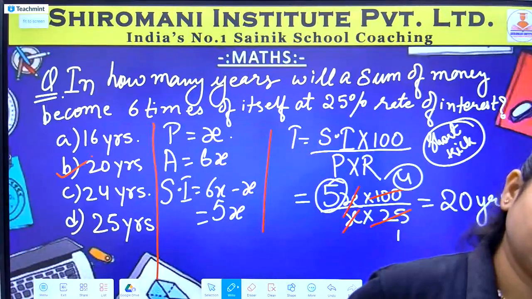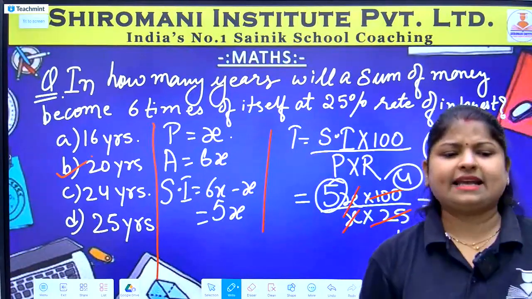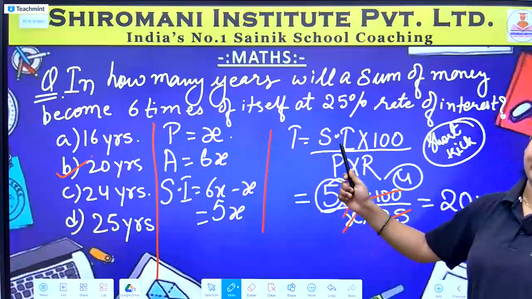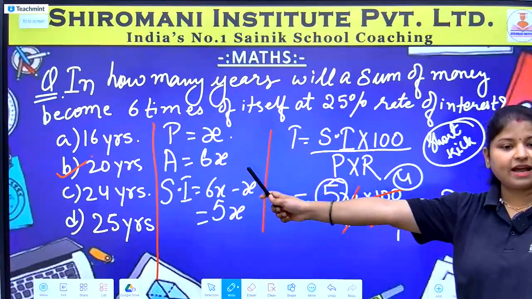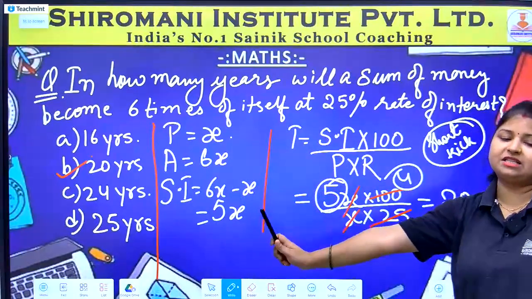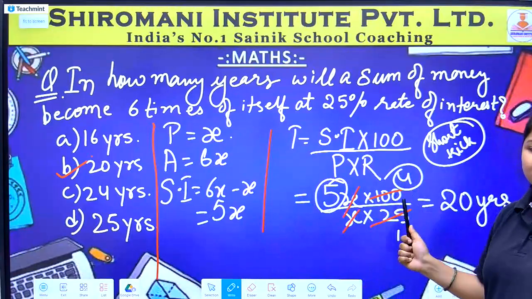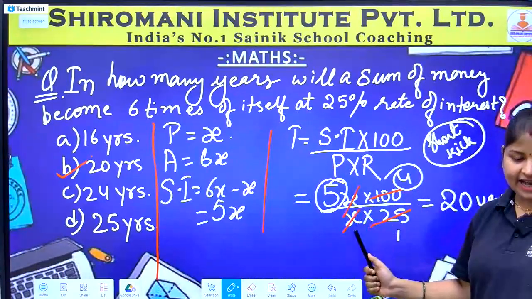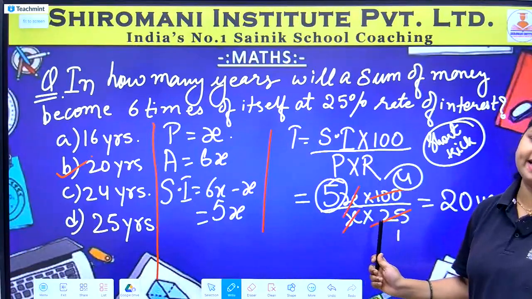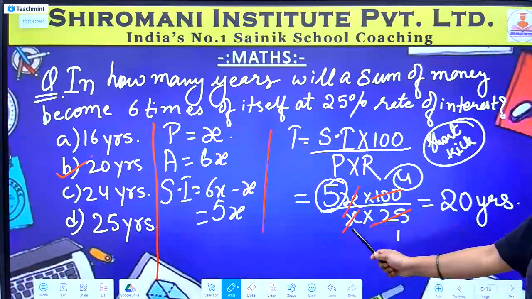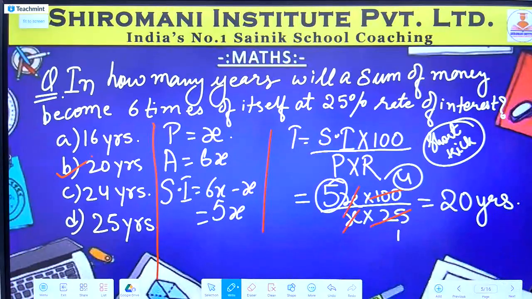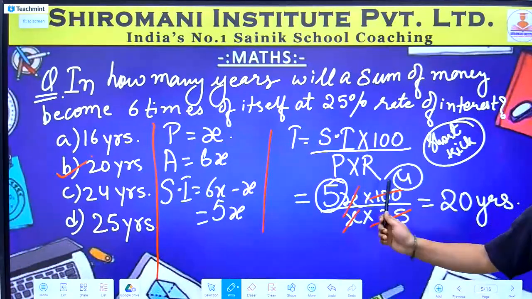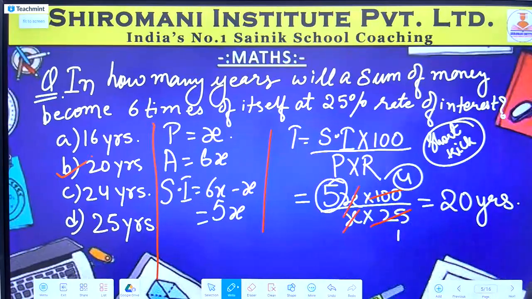Yes, ma'am. After that, the answer part also I did. Second part, beta, you just have to put the values. Like SI, I found to be 5X because X is my principal and 6X is my amount. So SI is amount minus principal, that is 5X. In place of 100 you will write 100, in place of P you will write X, and in place of R you shall write 25. Now you will simplify it. X and X you will cut. 25 1s are 25 and 25 into 4 is 100. 5 4s are 20. Got it now, beta?